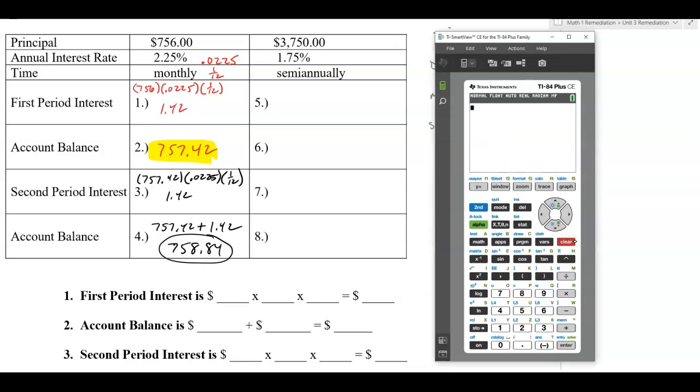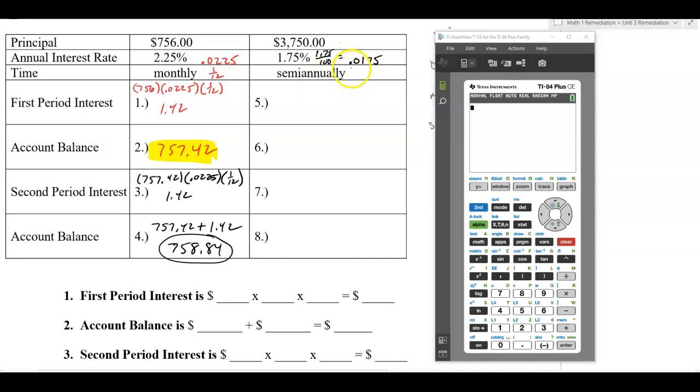So the next one, right? Our principal is 3,750. Our rate is 1.75, and if I take 1.75 and divide it by 100, I'm going to use 0.0175. Semi-annually tells me twice a year.